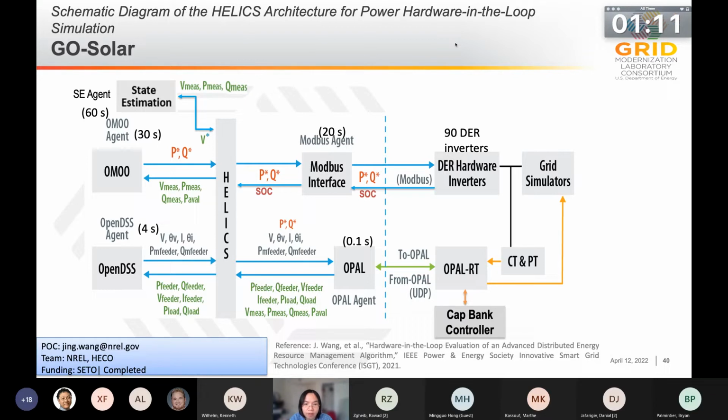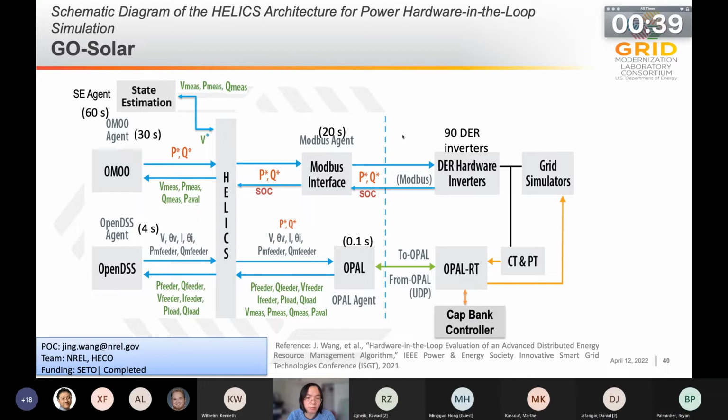What we do is we have OpenRT to interface with these hardware devices, and then we have the OPA agent, the OpenDSS agent, and for the control we have state estimation and the WOMAN agent. Those are the two key functions of the GoSolar platform to allow WOMAN to be able to control the DER inverters. We have the Modbus agent as well, as you can see from here. So this is the overall structure of Helix using the generic platform.